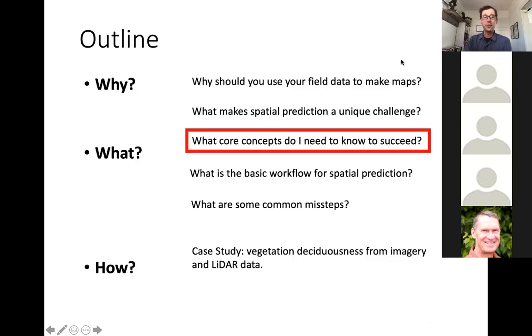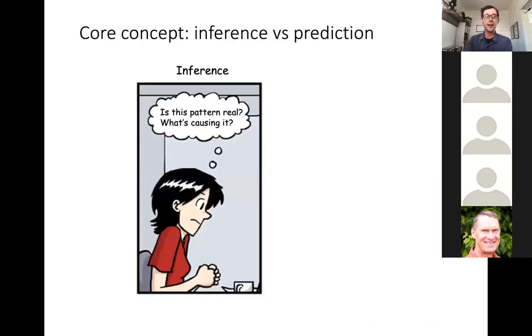So those are the promise and the challenge. What core concepts do we need to know to succeed here? And I'm going to talk about 5 that are pretty basic, but they're super important. The first is that the goals with spatial prediction are somewhat different than the goals of traditional statistical inference.